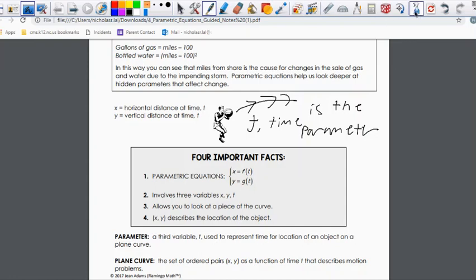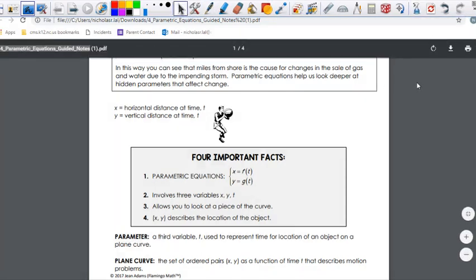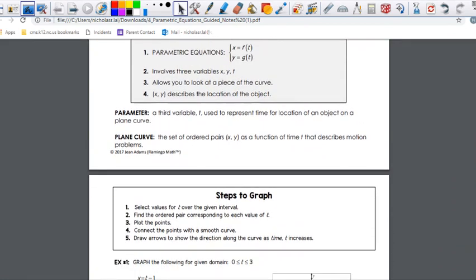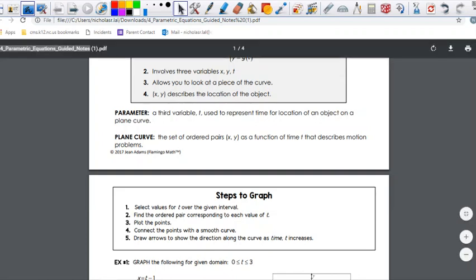All right, clearing annotations and moving on. And also get some vocabulary there. Parameter is a third variable t used to represent time for a location of an object on a plane curve. In a plane curve, the set of ordered pairs x, y as a function of time describes motion problems.